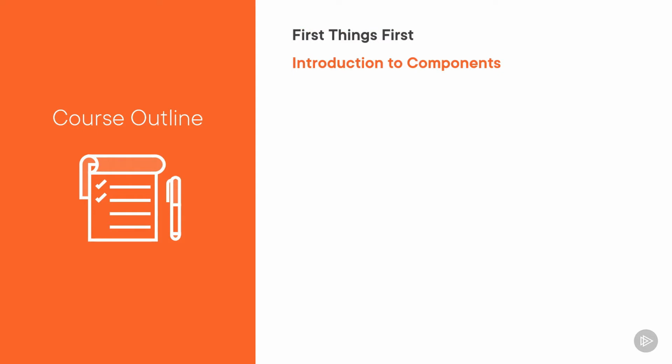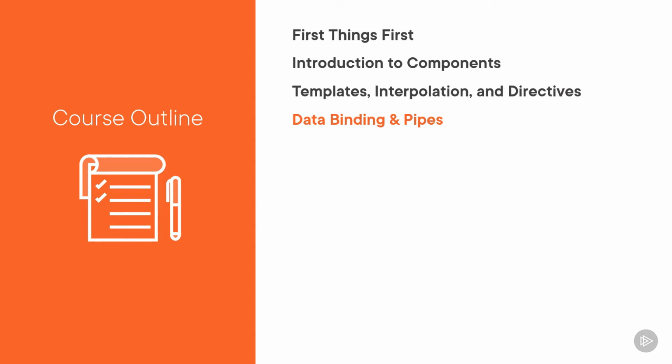Next, we dive into components. We'll build the app component using a simple template and minimal component code and metadata. We'll see how to build the user interface for our application using templates, interpolation, and directives. We'll power up that user interface with data binding and nicely format our data with pipes.